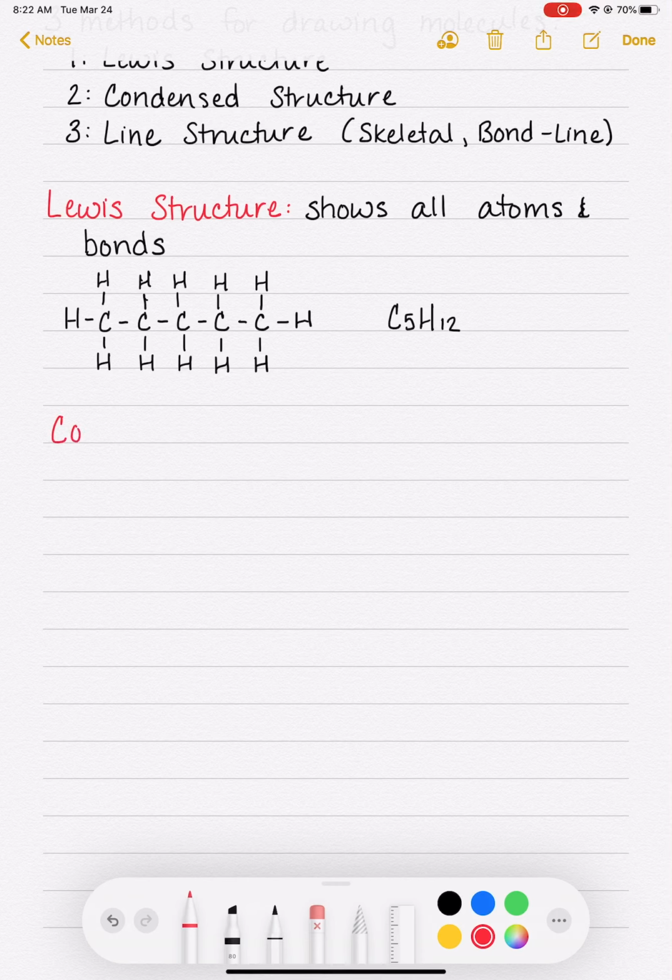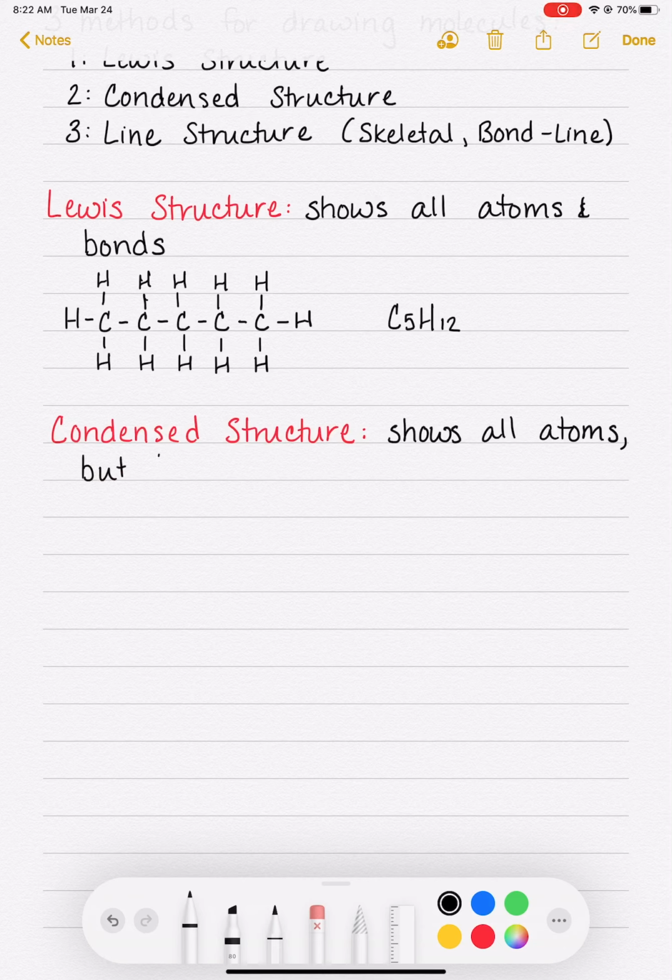So one of our methods that we're going to use quite a bit is called the condensed structure. In the condensed structure, we are going to still show all the atoms, but we might not show all of the bonds. So we're going to leave out some of the bonds, or maybe even all of the bonds. We know that they're still there. We're just not going to take the time to draw them out.